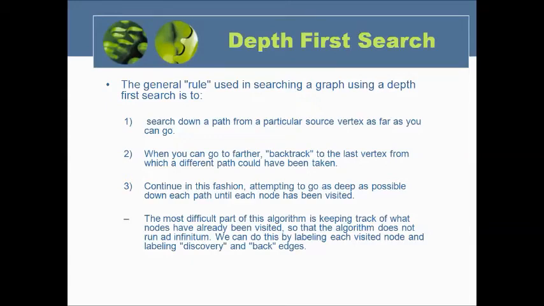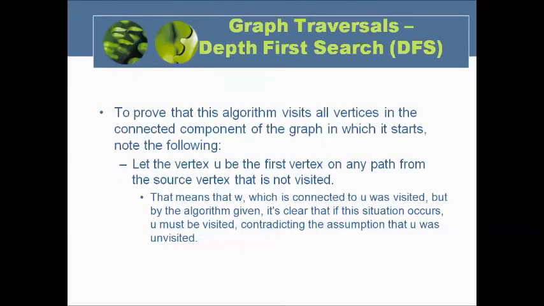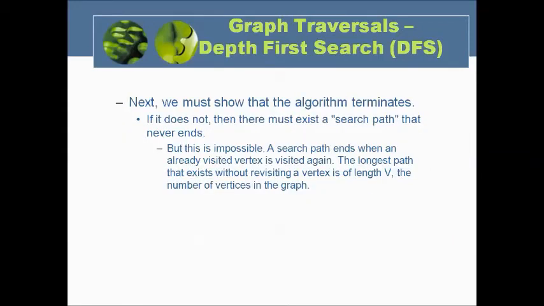We can do this by labeling its edges. To prove that this algorithm visits all vertices in the connected component of the graph in which it starts, let the vertex U be the first vertex on any path from the source vertex that is not visited. So that means that W, which is connected to U, was visited. But by the algorithm given, it's clear that if this occurs, U must be visited, contradicting the assumption that U is not visited.